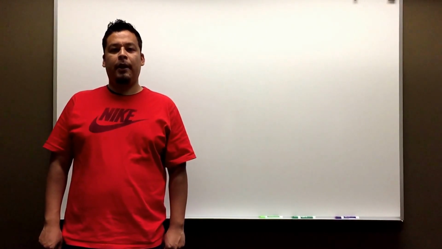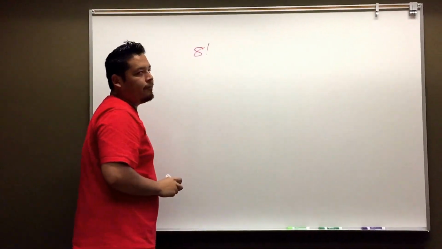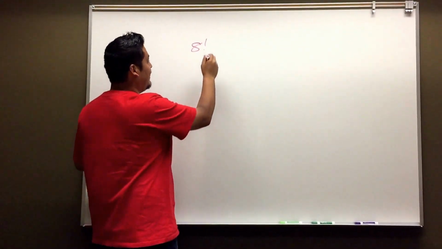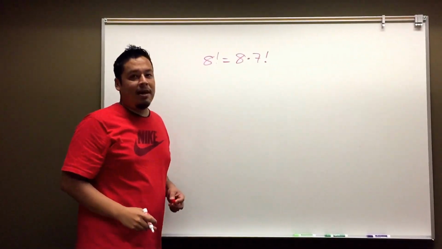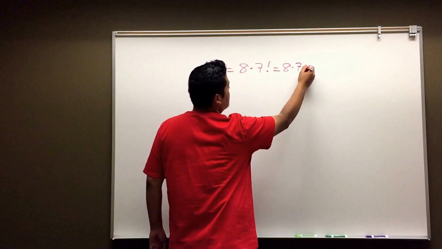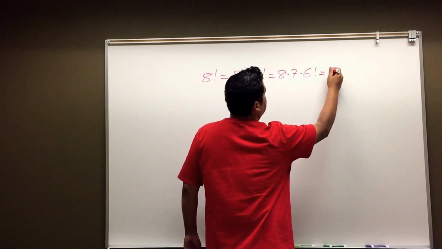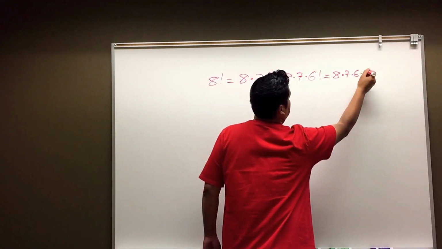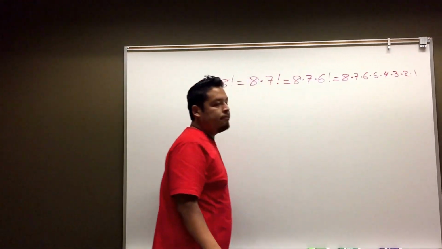In this video we're going to be explaining how to simplify factorials. As a simple example, we're going to go over 8 factorial. 8 factorial will be equal to 8 times 7 factorial as an example for right now. But this can also equal 8 times 7 times 6 factorial and so on. So if I expand this, the entire factors will be simply a continuation until I get to 1.